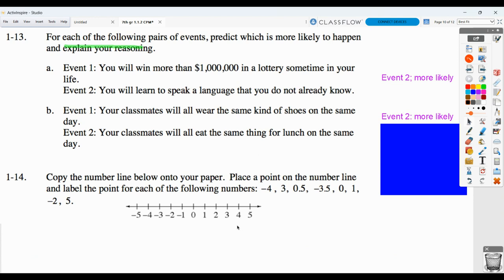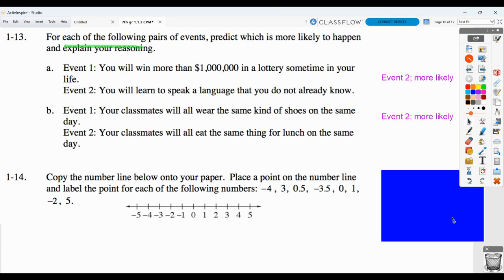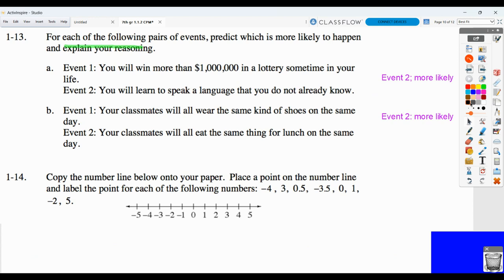And then here, you're going to copy this onto your paper and then place your point on the number line. So if you want, you could put this in your notebook and take a picture. Or if you're really impressively skilled, you might want to make this number line right in your doc. It's up to you how you want to do it.